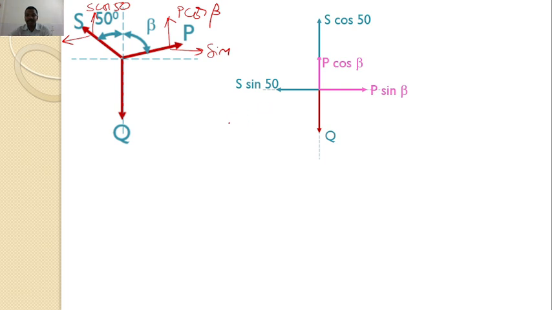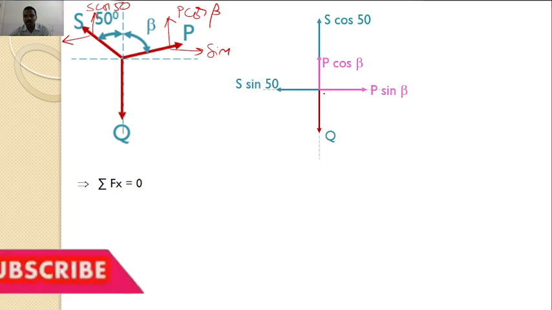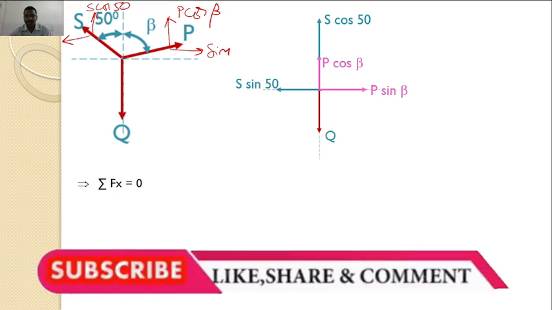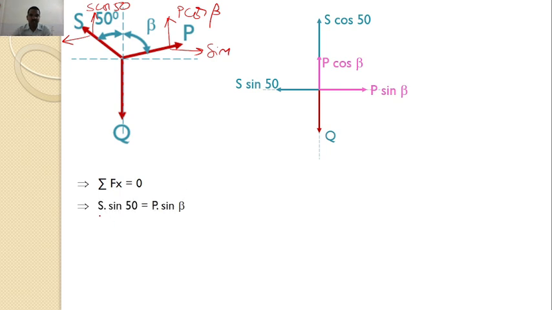Now I can apply the equilibrium conditions. First, let us take sigma Fx is equal to 0. There are only two forces. One force is acting towards the right side and another force is acting towards the left side. So I can say S sine 50 is equal to P sine beta, or S is equal to P sine beta by sine 50.